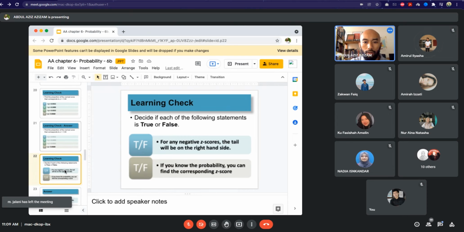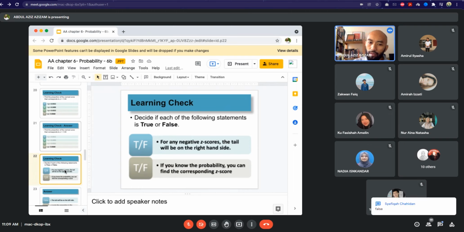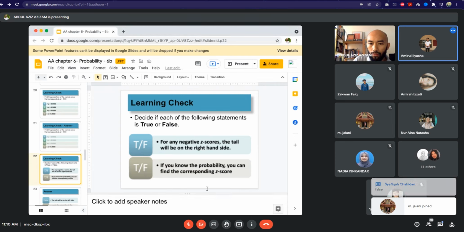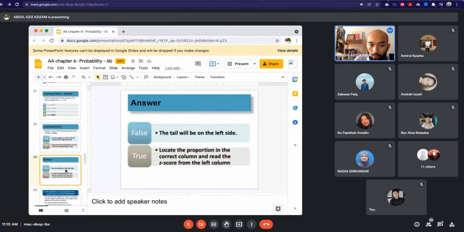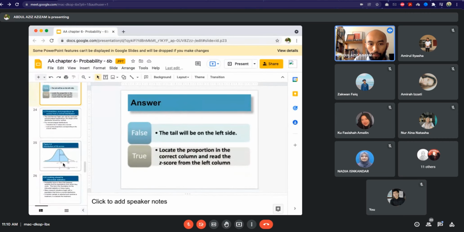Okay sir. Good. Decide if each of the following statements is true or false. For the negative Z score, the tail will be on the right hand side. It is true or false? Okay. False sir. False. Okay. Good. If you know the probability, you can find the corresponding Z score. Okay, this one is true lah.